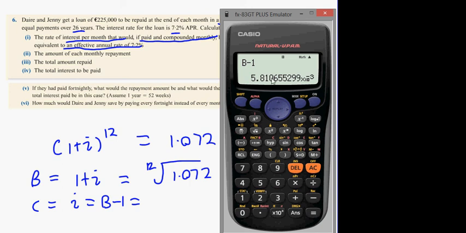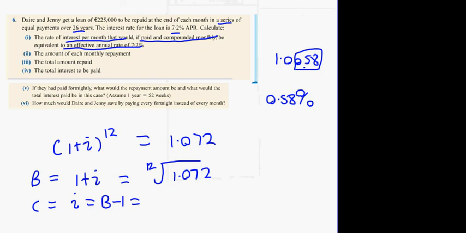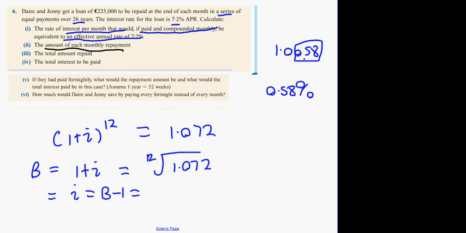And that gives us this number here, which is going to be stored as C. Now that it's stored as C, we have to formulate the amount of each monthly repayment. So we're working on the monthly repayments now.